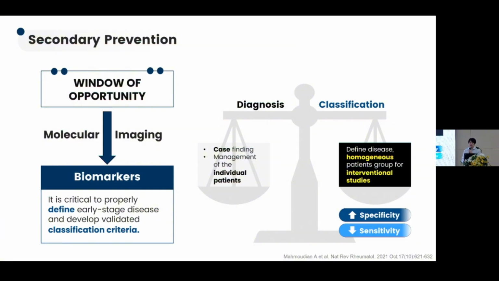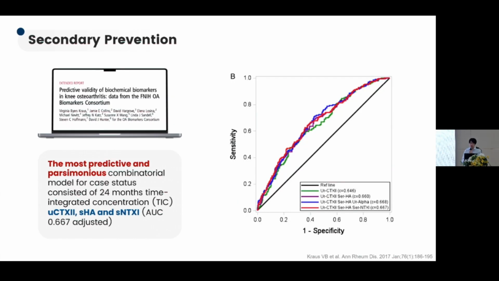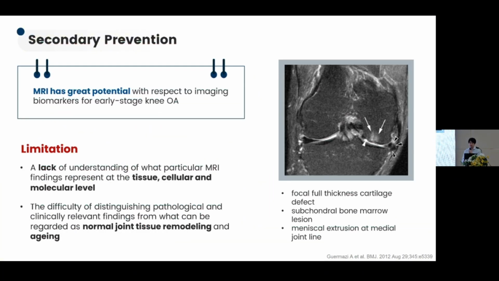However, defining and classifying early-stage OA is very, very challenging. Ongoing research focuses on developing validated criteria and tools for diagnosis and classification. Actually, there are some classification systems for knee OA, but they are not validated yet, unlike rheumatoid arthritis or SLE. For molecular biomarkers, these studies found a combination of specific biomarkers, such as urine CTX-II, serum HA, or even serum NCX1, to be the most predictive model for identifying at-risk individuals.